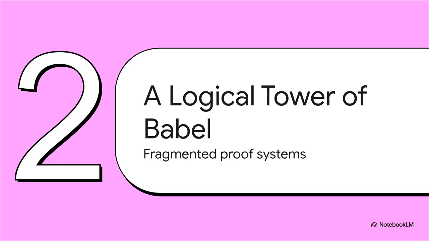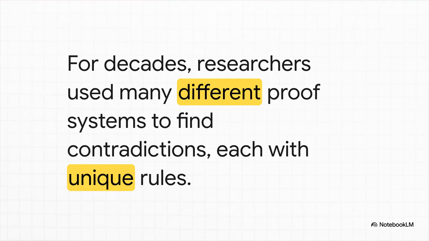Which brings us to section 2, a logical Tower of Babel. Because for a very long time, the answer to that question has been, well, really, really messy. And that's the exact problem the replacement framework sets out to fix. See, for decades, the world of proof complexity was kind of like that Tower of Babel. You had all these brilliant researchers building different proof systems. Think of them as unique toolkits, each with its own special language and rules, all designed to find contradictions. The thing is, they all worked, but none of them spoke the same language.